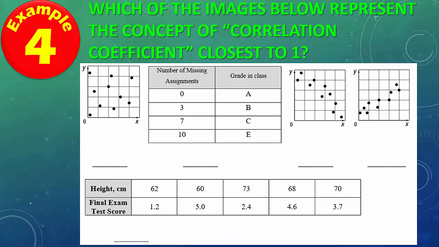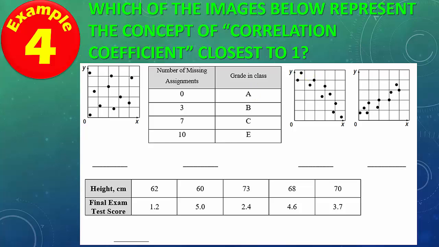It asks which of the images below represents the concept of a correlation coefficient that is closest to -1. That being the case, obviously this first one that we have here, there's no correlation. With this one, you could plug all these values in, and then for grade in class, now this could be all over the place because it's a letter grade. If we're thinking about our current grading system, a 4.0 could be an A, but a 5.0 could be an A, so that's too all over the place.